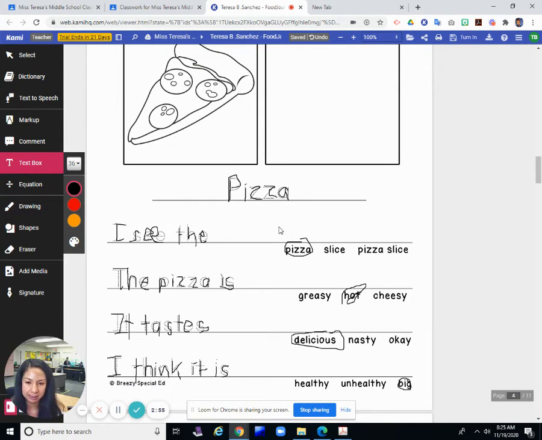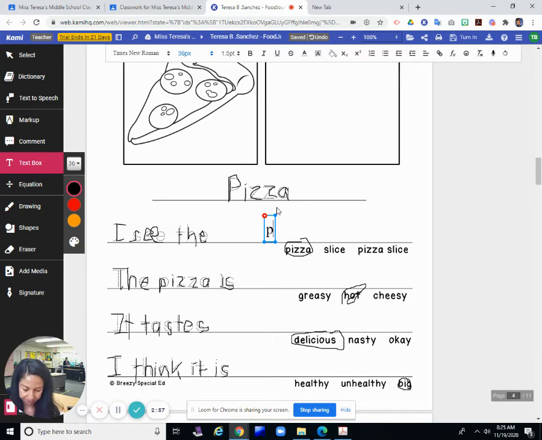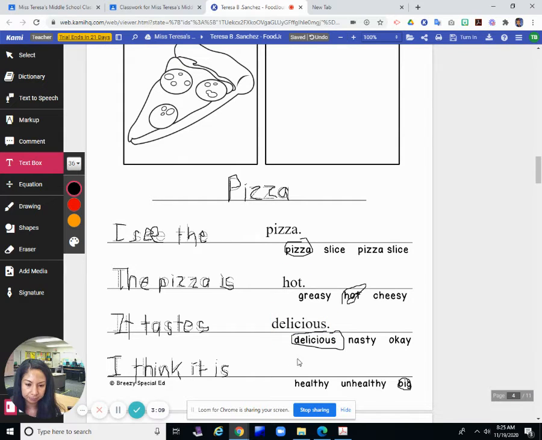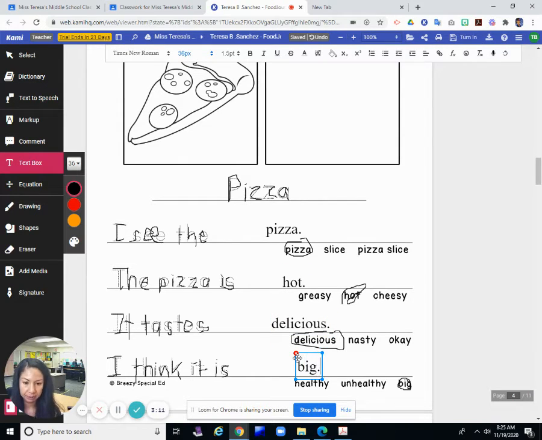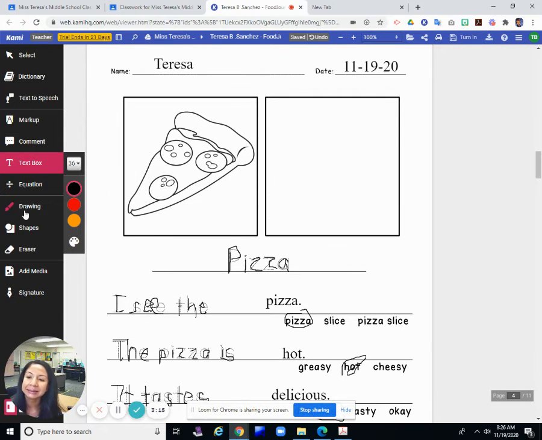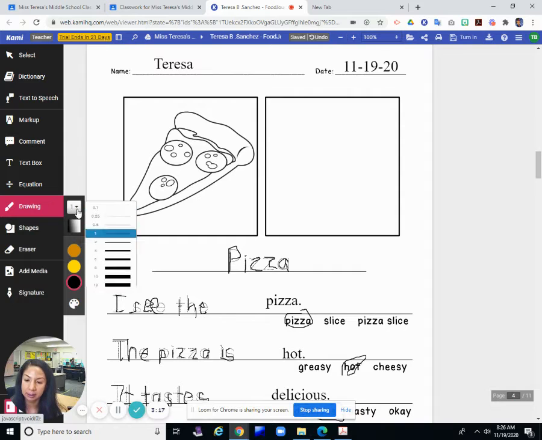Okay. Now I'm going to go back and finish my sentences. I see the pizza, P-I-Z-Z-A, period. Pizza is hot, H-O-T, hot. It tastes delicious, period. I think it is big, period. And this is making me want pizza now.